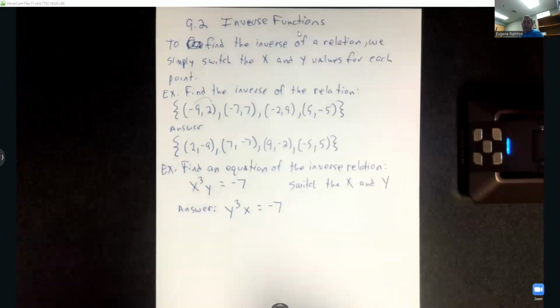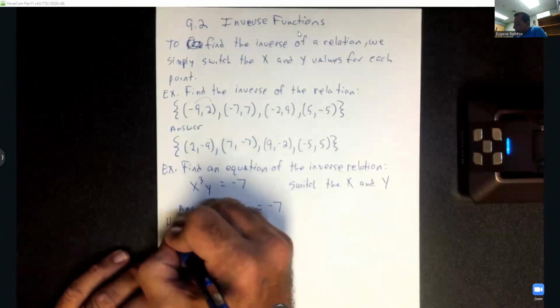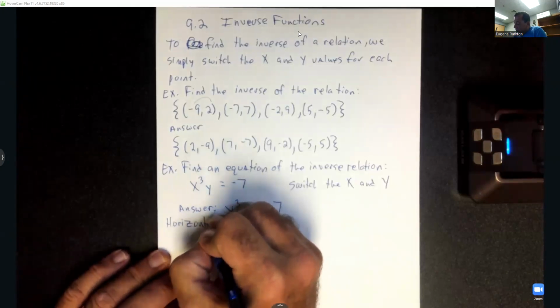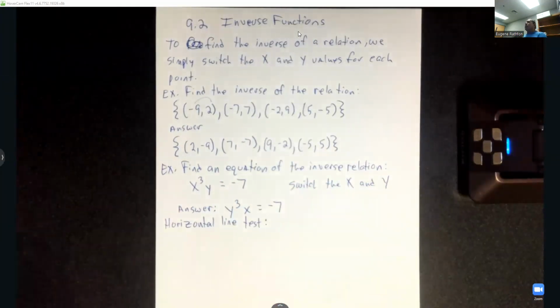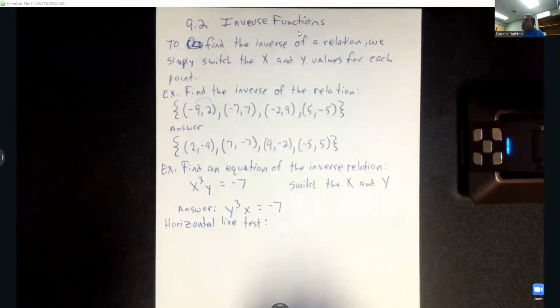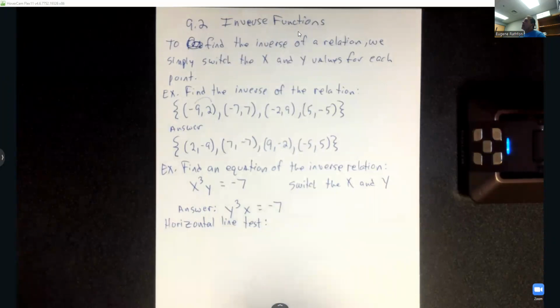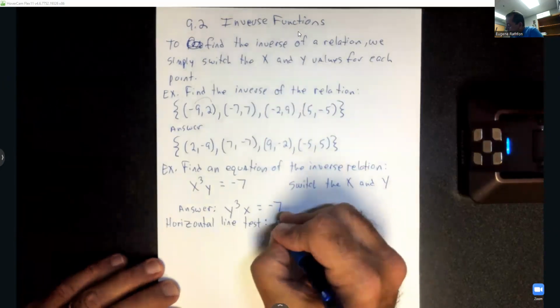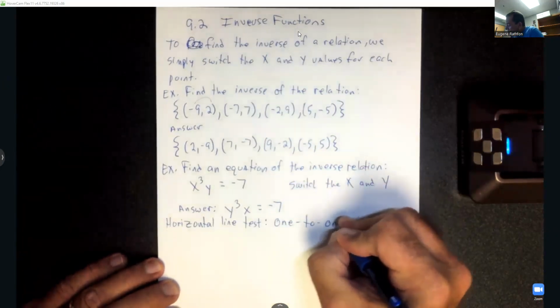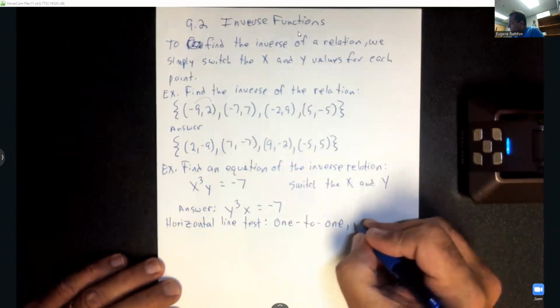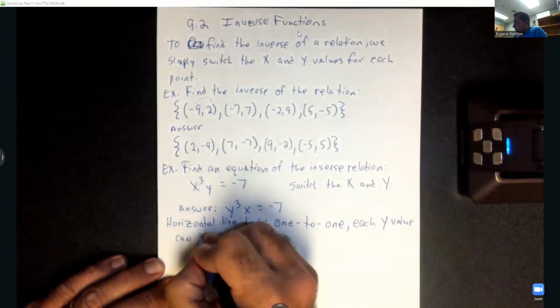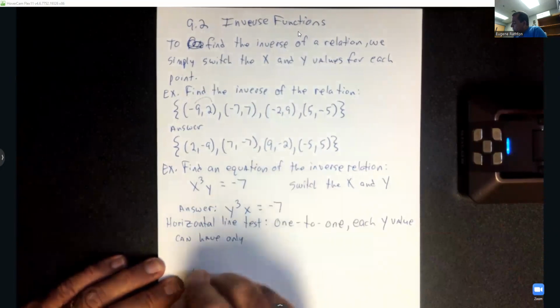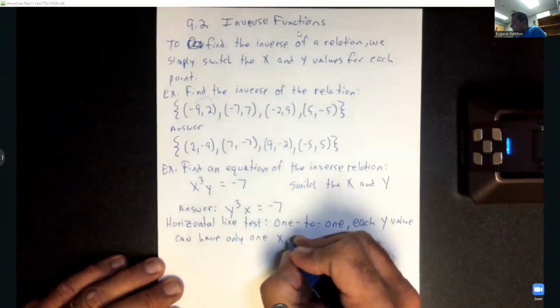All right, y'all. So then you're going to have a few problems, what we call a horizontal line test. So we use the horizontal line test to tell if a function is what we call one-to-one. That means every y value can only have one x value. So one-to-one. Each y value can have only one x value.